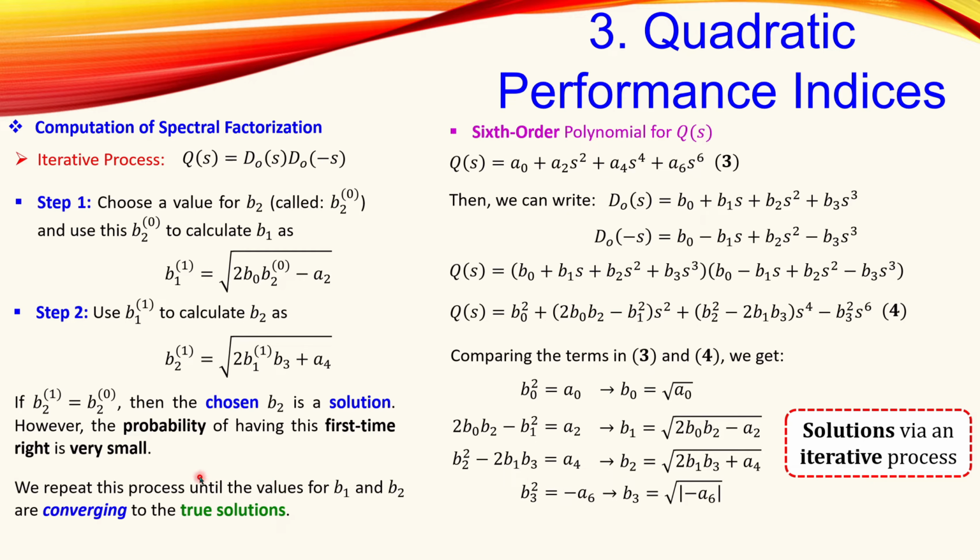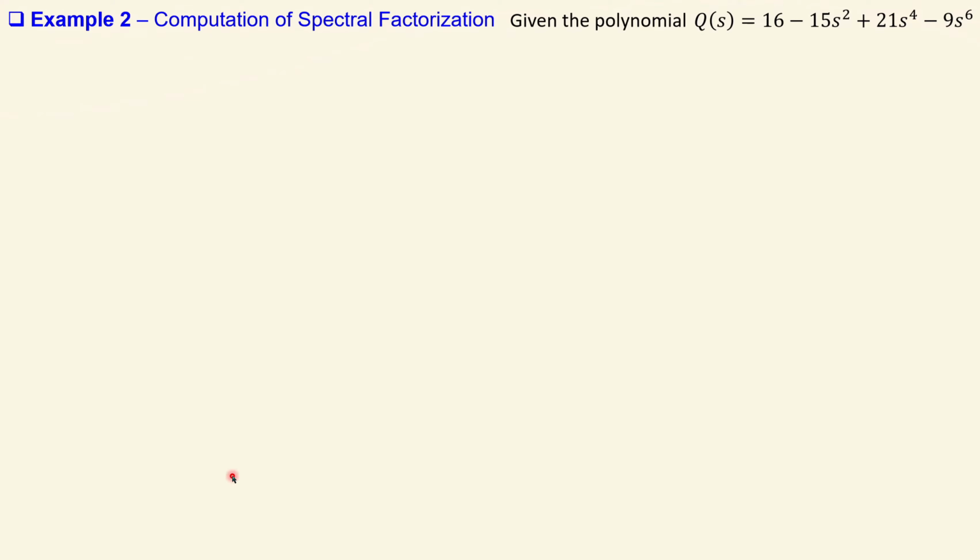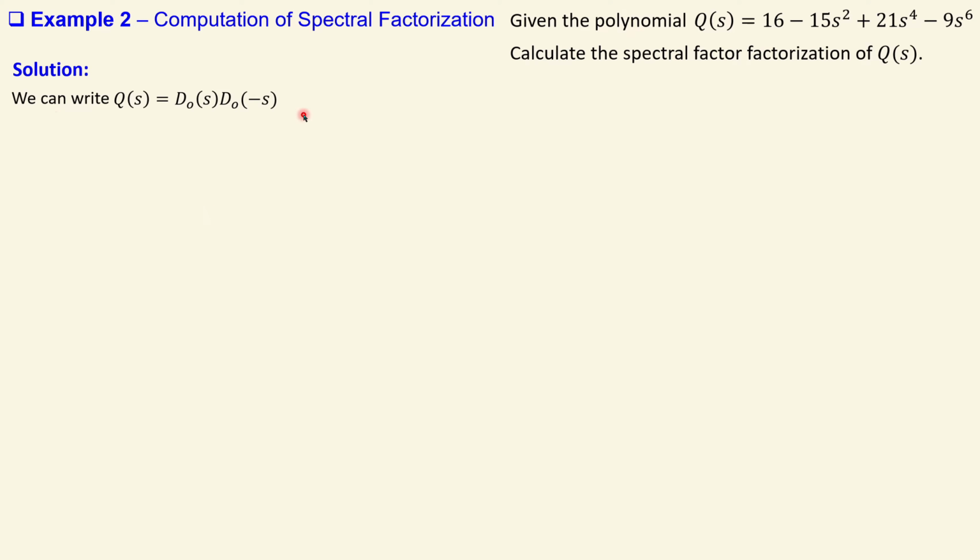Otherwise, you need to repeat this process until you have the B1 and B2s converging to values which are the true solutions. Okay, we need to show this in an example, otherwise it's too confusing. So let's compute the spectral factorization for this polynomial, which is 16 minus 15s squared plus 21s to the power 4 minus 9s to the power 6. So calculate the spectral factorization of Q. That means we need to have these Hurwitz polynomials also. So let's also do that.